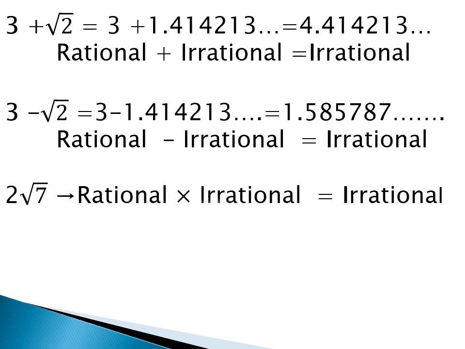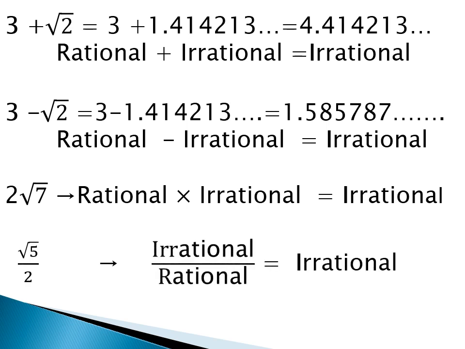If you understood this concept, the product we can also understand easily. Rational, that is 2 into root 7, that is an irrational number. So your answer is 2 root 7, that is an irrational number only. Going for the division, root 5 by 2, one is irrational and another one is a rational number, then also your answer is irrational only.